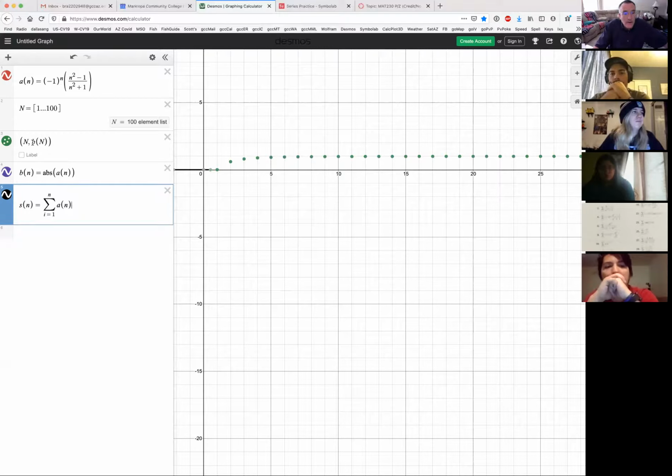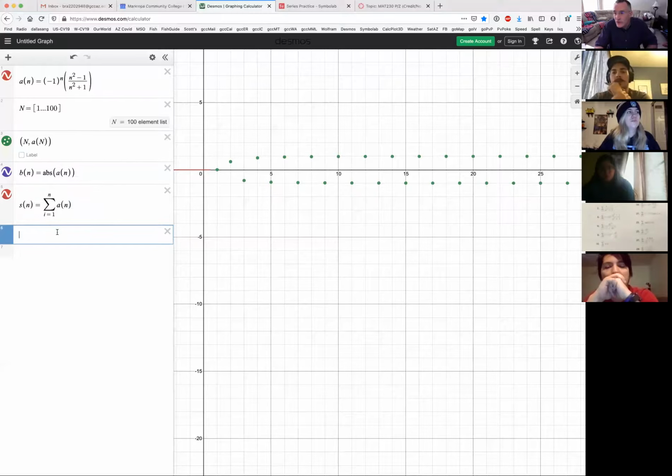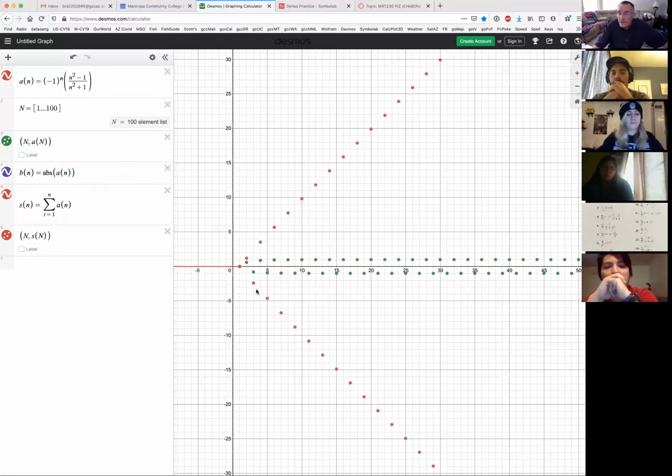Let me graph my bouncing terms again. There's the bouncing terms. Where's the sum? I usually make it red, so I'll make it red. I don't even see it. Well, that's because it doesn't work unless you just do the dots. So graph n and the nth partial sum. There they are. What do you think? Sure looks like diverging to me, doesn't it? I'm going to call that diverging, bouncing further and further apart.